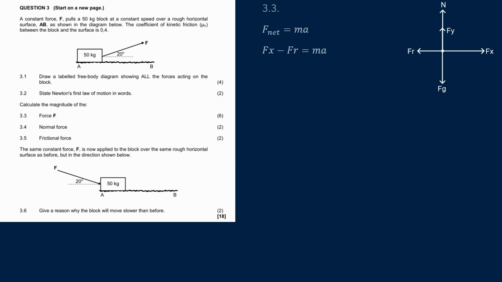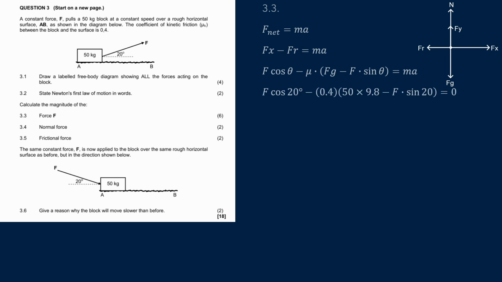Fx minus Fr is equals to ma, because Fx is positive as it's acting along the direction of the motion, and Fr will be negative because it opposes the motion. Substituting in the formulas, I get F cos of theta, because I know that the horizontal component of the force is represented by F cos of theta, minus friction. I know that friction is coefficient of friction multiplied by normal force, and I notice that my normal force will be equal to force of gravity minus vertical component of the force, and hence Fr is equals to mu multiplied by Fg minus F sine of theta, and they are all equals to mass multiplied by acceleration.